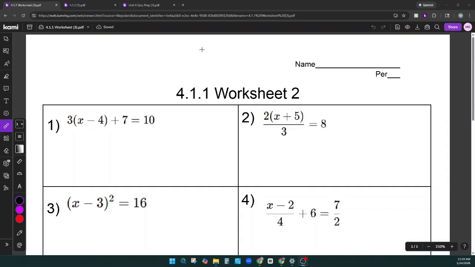So there are two main types of questions that you're going to see on your quiz, those being finding solutions for equations and finding solutions for systems of equations. So I want to prepare you guys, give you a couple examples to study and prepare for yourselves over the weekend. So let's get started. We are first going to look at our 4.1.1 worksheet 2.